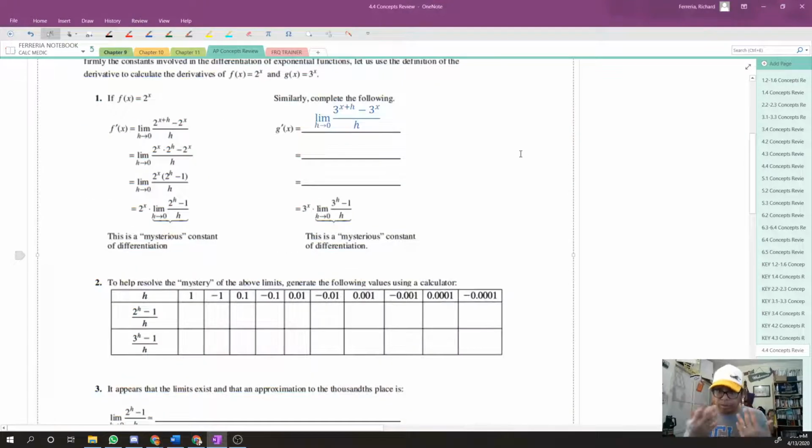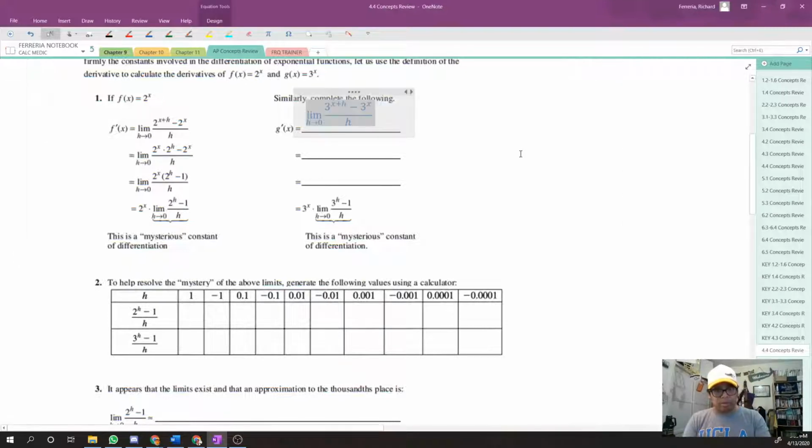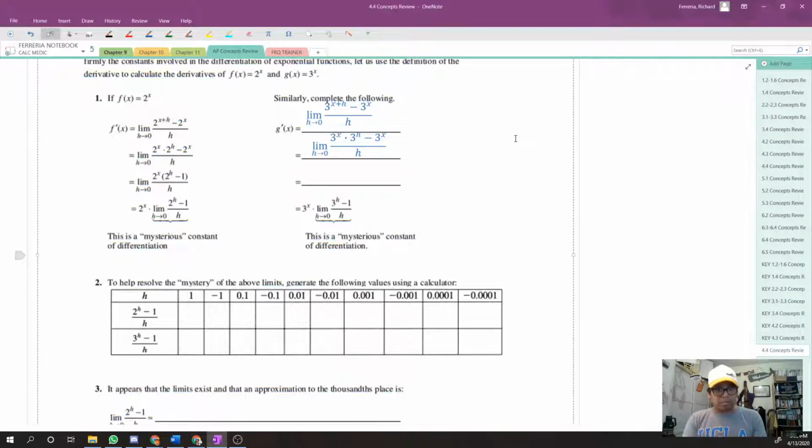Okay, there's the limit definition for the derivative of 3 to the x. In the second line of the derivative for f of x, it looks like we're going to separate 2 to the x plus h into 2 to the x times 2 to the h. So for our side, we'll do a similar thing for 3 to the x. There we go: 3 to the x times 3 to the h minus 3 to the x.